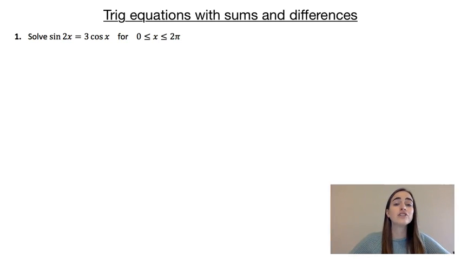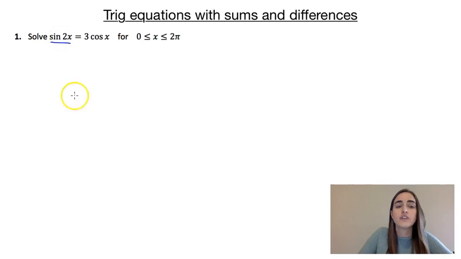In this video, I want to have a look at solving trig equations that involve sums and differences of angles or double angles. So our first example asks us to solve sine 2x equals 3 cos x in the domain 0 to 2 pi. So the first thing I'm going to do is rewrite this sine 2x using our double angle formula. So we know that sine 2x can be rewritten as 2 sine x cos x. So we're going to have that equal to 3 cos x.